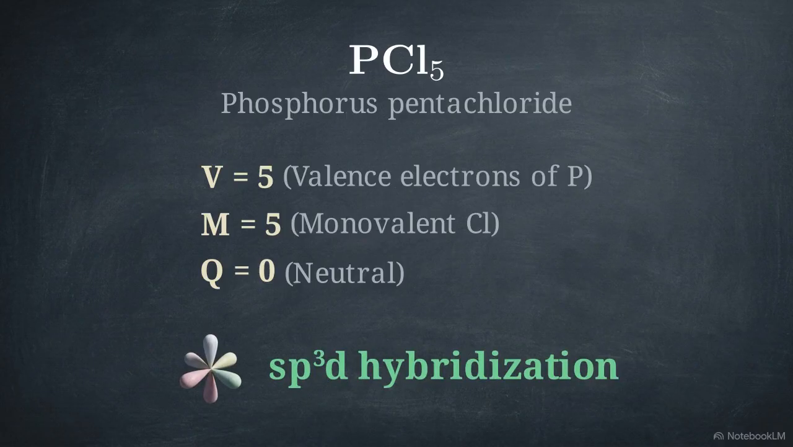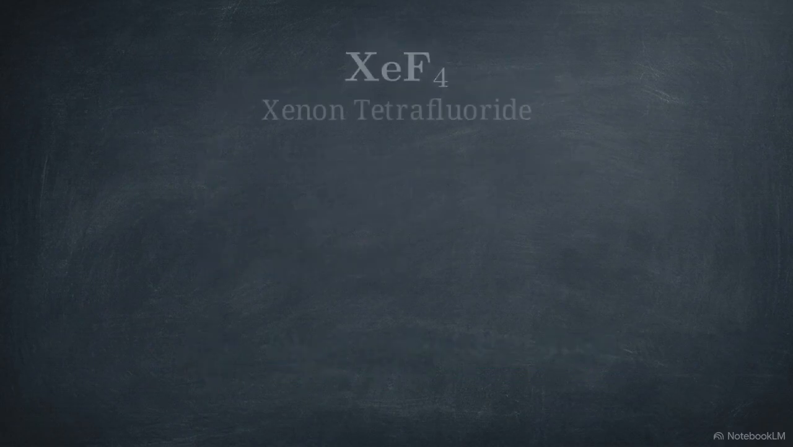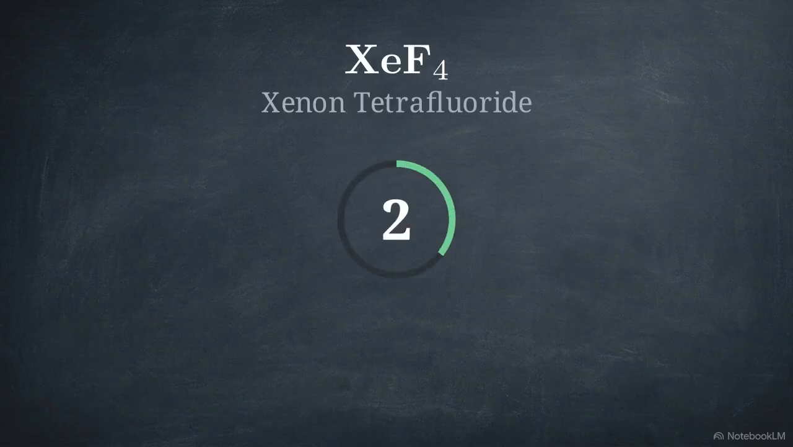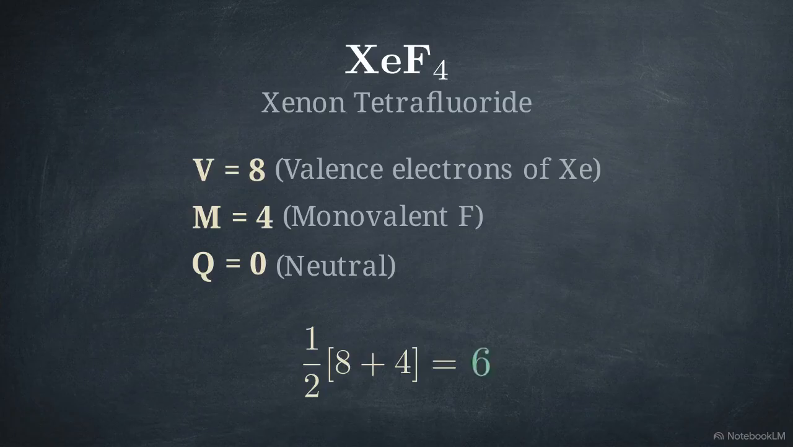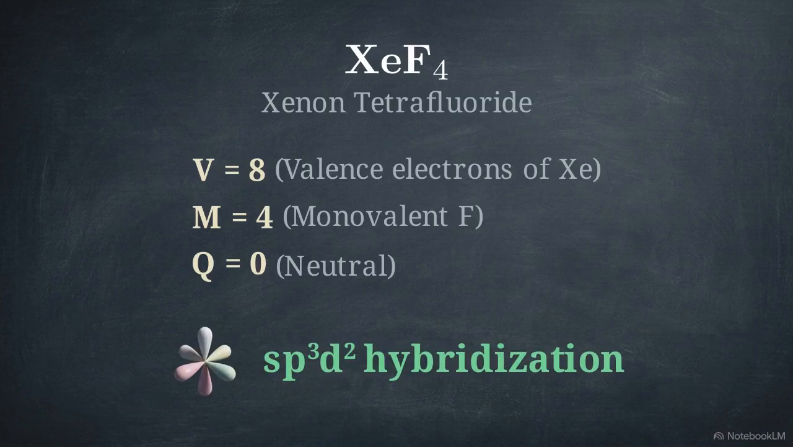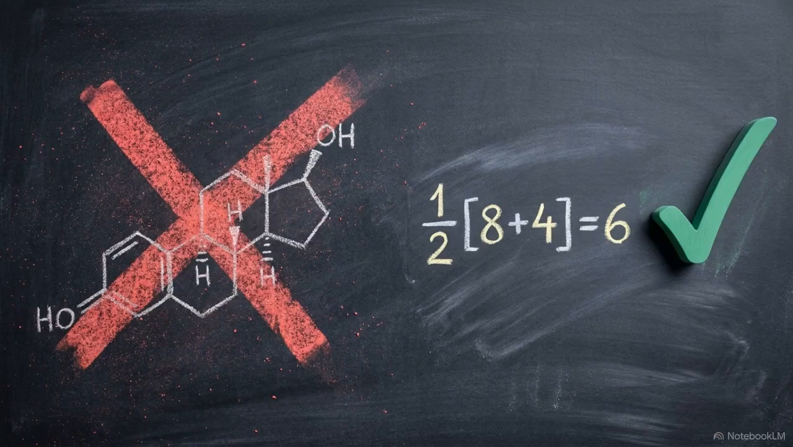Practice with xenon tetrafluoride. Xenon has 8 valence electrons plus 4 monovalent fluorines. Half of 12 is 6, an sp3d2 hybridization. This calculation bypasses the need for manual structural drawings, providing the same result through simple arithmetic.